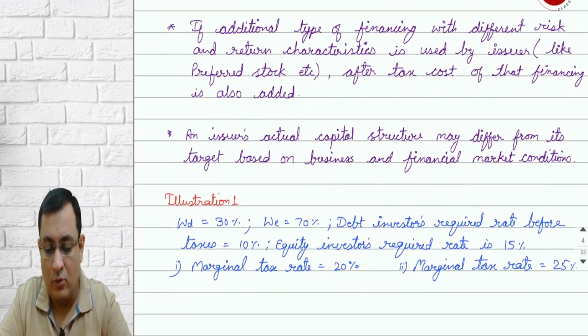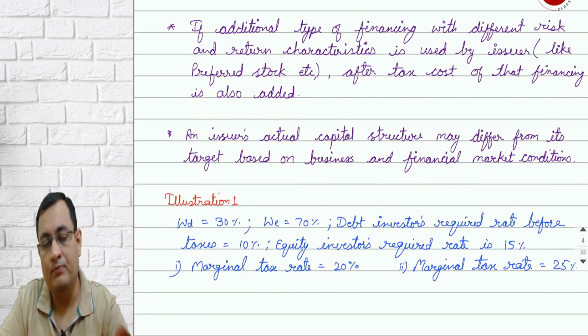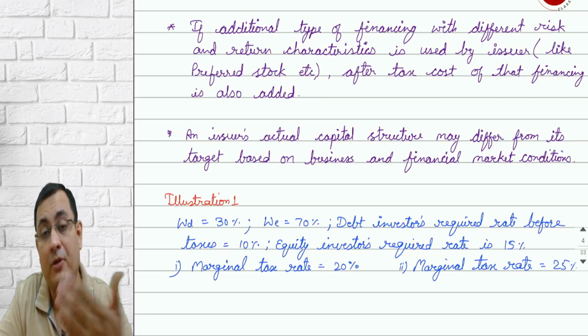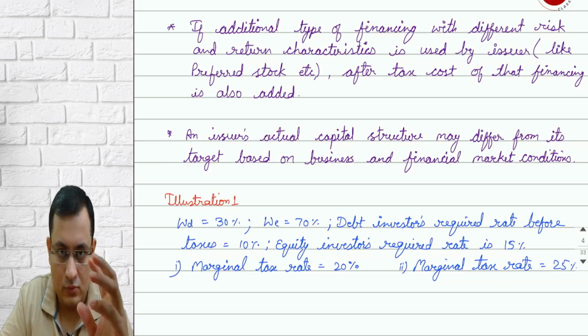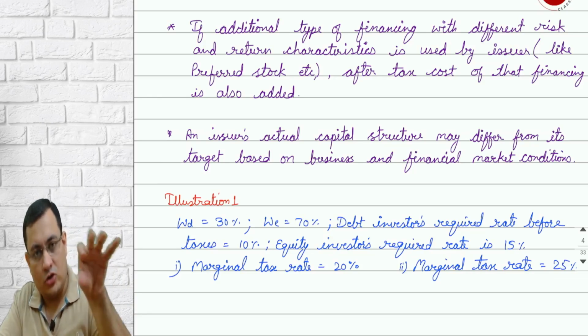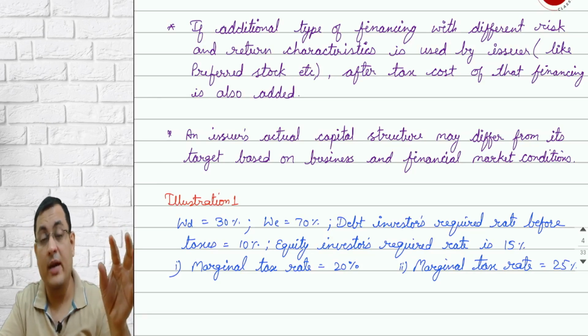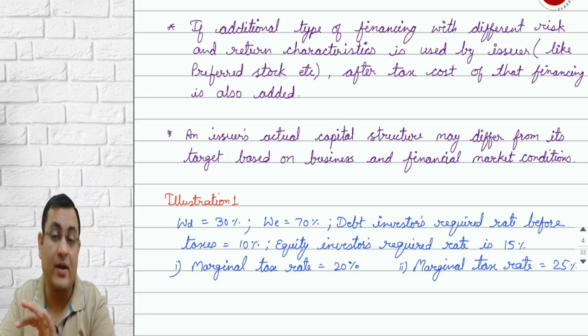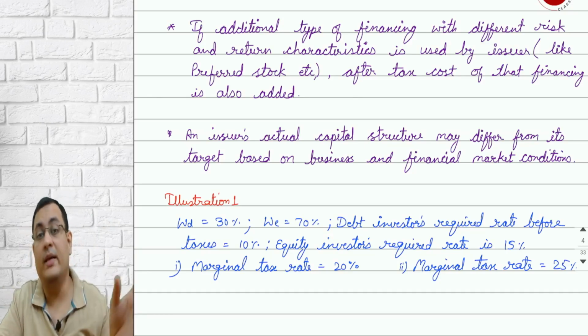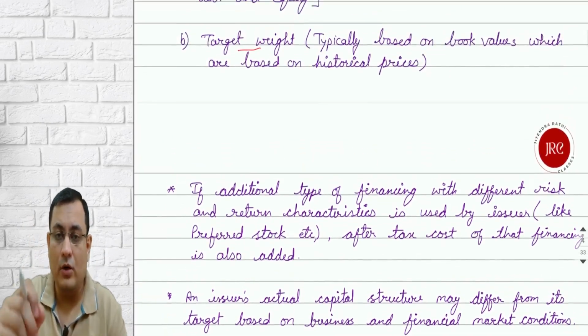Next, one more thing in addition, sometimes an issuer may use some different form of financing also. An example is preferred stock. In India, we have preference shares, or equity shares with differential rights also. So in that case, in calculation of WACC, in addition to cost of debt along with its weight, and cost of equity along with its weight, that third source cost should also be considered after taking tax effect, if there is any, along with its weight for calculation of WACC.